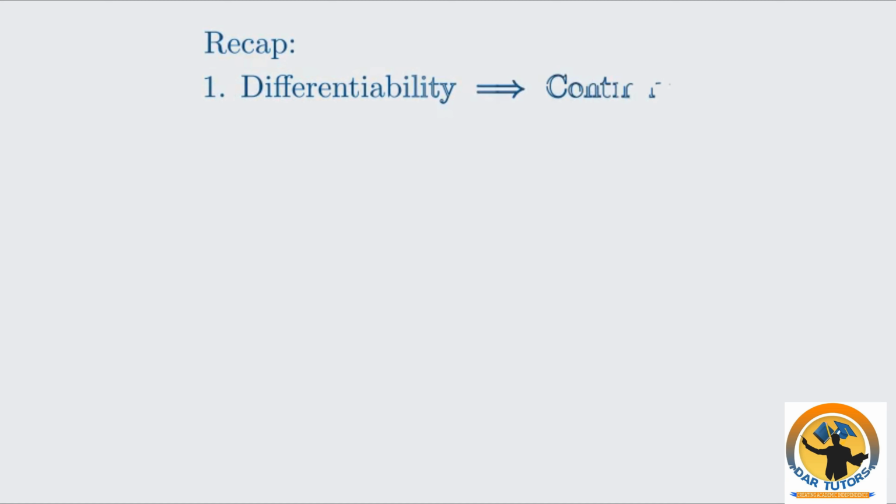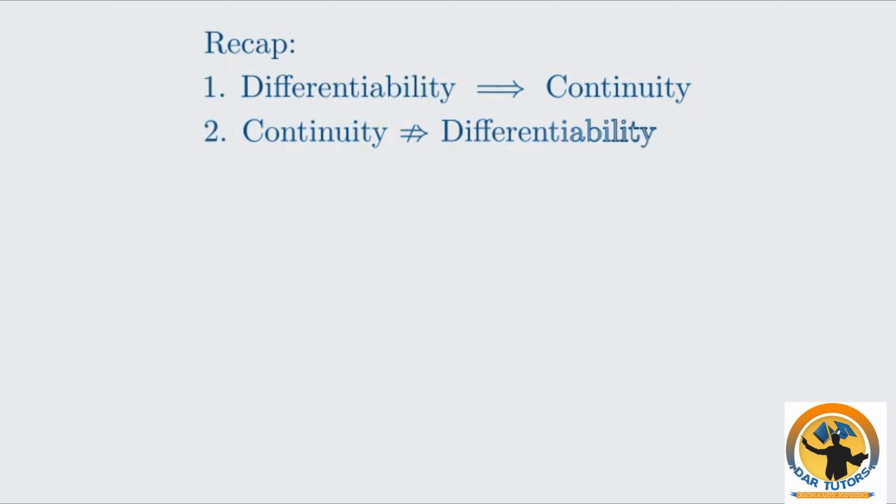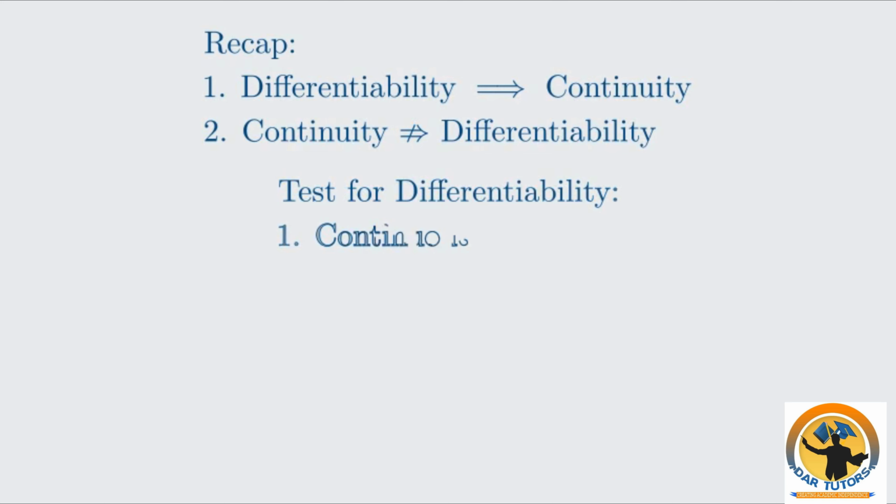A function can be continuous but not differentiable, as demonstrated by the absolute value function with its sharp corner. Finally, we established a rigorous test for differentiability at a point. The function must be continuous, and its left-hand and right-hand derivatives must exist and be equal. We applied this test to solve problems involving piecewise functions. Understanding this relationship is crucial for higher-level calculus and problem-solving in the IB AA HL curriculum.